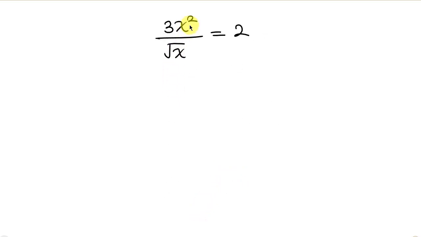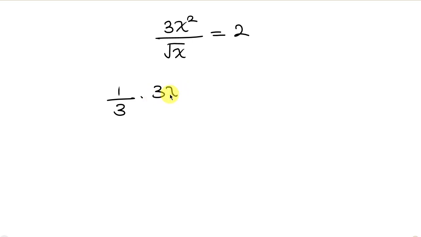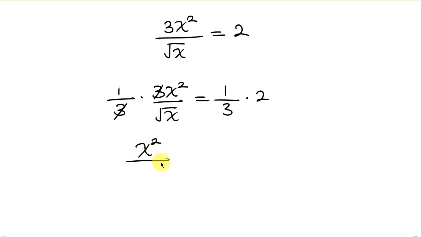Now remember that we are separating variables. Now in order to remove this 3, I'm going to multiply both sides by 1 over 3. So 1 over 3 times 3x squared all over the square root of x. This is equal to, we'll multiply the right by 1 over 3. So 1 over 3 times 2. Now notice that 3 can cancel out 3 so that we have 1 times x squared is x squared all over the denominator, the square root of x. This is equal to 1 times 2 is 2 all over 3.